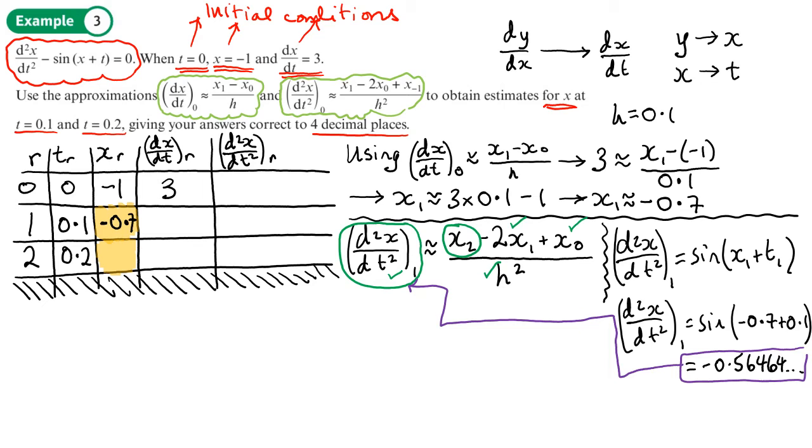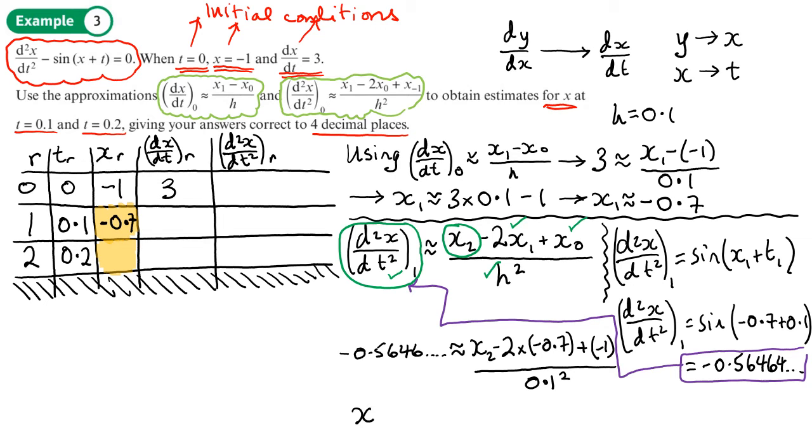So our equation now becomes negative 0.5646... is approximately x2 minus 2 times x1, x1 is negative 0.7, plus x0, well that's negative 1, that's our initial condition, all divided by h squared, which is going to be 0.1 squared. Once we've done this, we've got our answer.